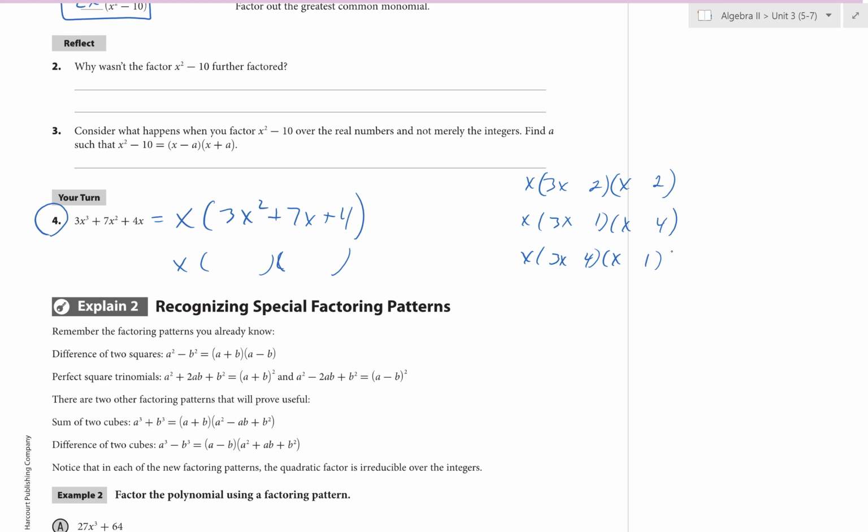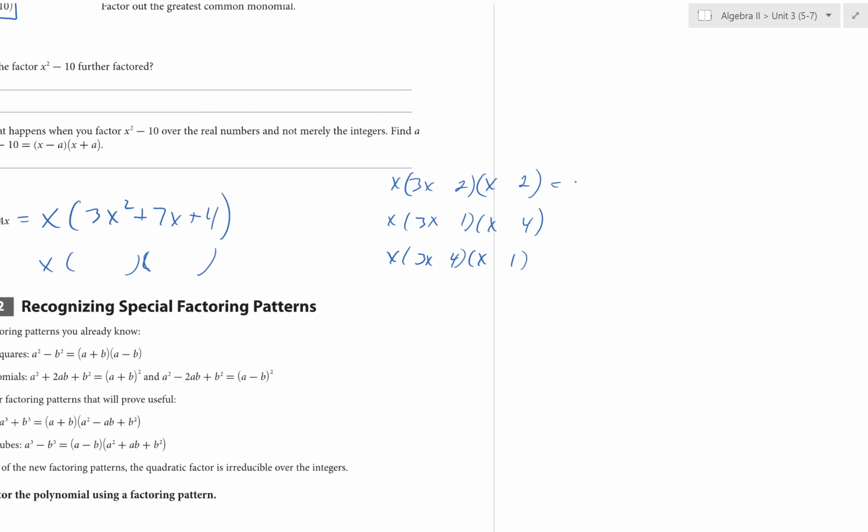Okay? So for example, this first one, if I distribute, that's going to give me 3x squared, 6x, 2x, and 4. Now looking at the middle terms, it doesn't matter if I make one positive, one negative, or both positive or both negative. There's no way I'm going to get the 7 in the middle that I'm looking for. And so that possibility does not work. There's no way I can get a 7x for my middle term using that combination. Okay? Which one does work? The last one.